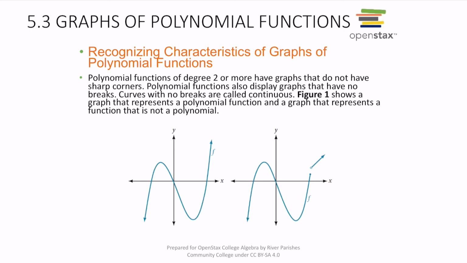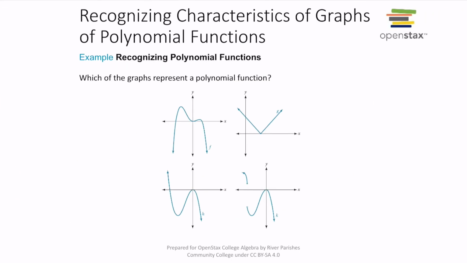Polynomial functions of degree 2 or more have graphs that do not have sharp corners. They will generally have a bent corner. Polynomial functions also display graphs that generally have no breaks. Curves with no breaks are called continuous graphs. Curves that do have breaks are called non-continuous graphs, and they are not polynomial functions.